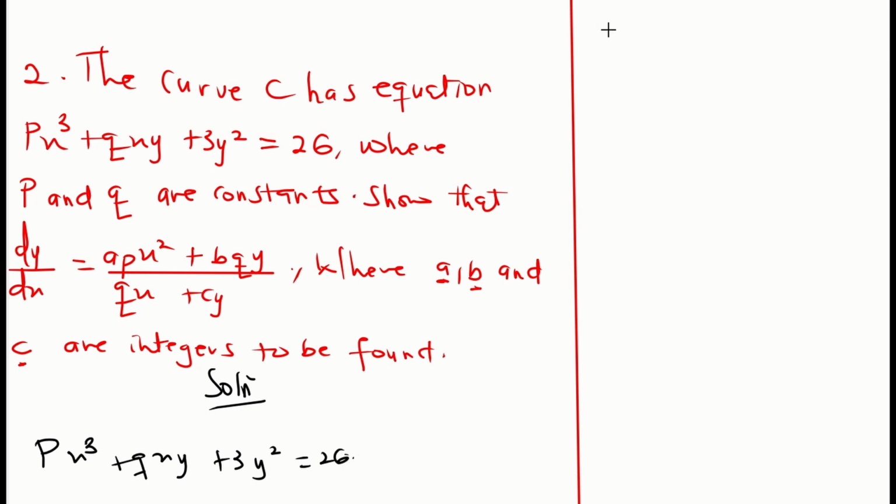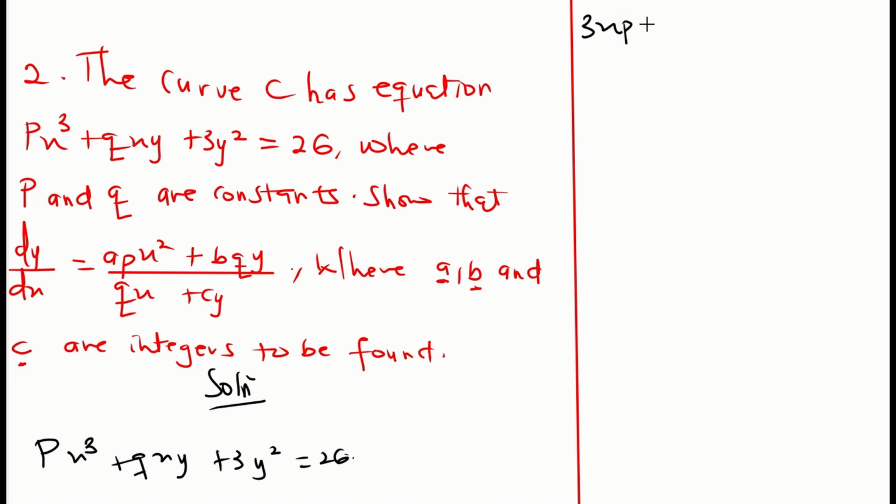First, what we have to do is find the derivative of each term. So find the derivative of the first term. We know that if we differentiate the first term, that is going to be 3x.